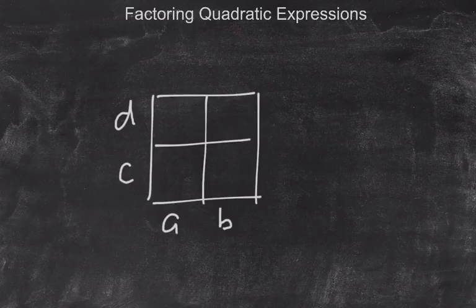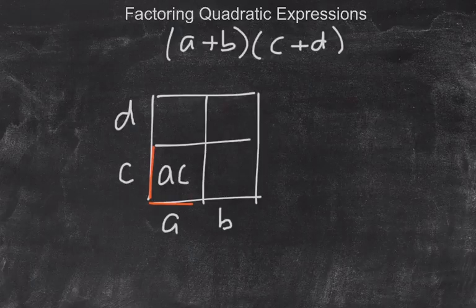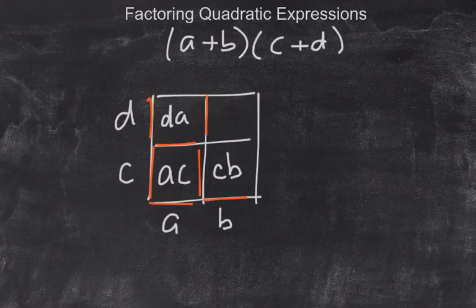So I've got an area model set up here that is just variables. So its base is a plus b, and its height is c plus d. So it's representing the product of a plus b times c plus d. If I fill it in, a base of a and a height of c gives me an area of ac. A height of c and a base of b gives me an area of cb. A height of d and a base of a gives me an area of da. And a height of d and a base of b gives me an area of db.